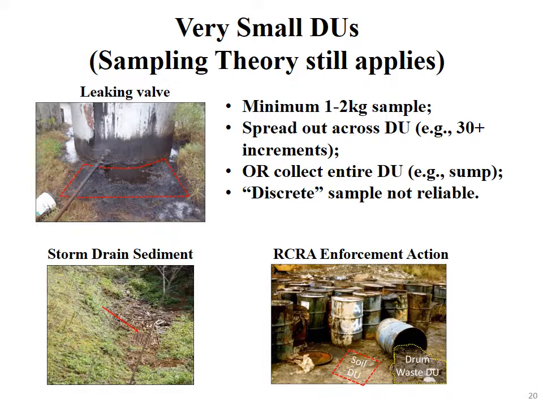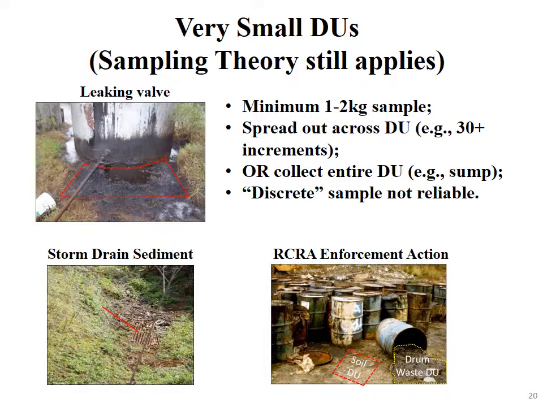The sampling theory still applies no matter how big your targeted area is. Under sampling theory, if you're looking at less than 2 millimeter fraction, you still need a minimum 1 to 2 kilograms of soil. This is based on the size of the particles, the shapes of the particles, density, and your target concentrations and such. So we'll talk a little bit more about that tomorrow in detail. But again, in this case, you would just spread your sample out across your targeted DU. Ideally, you're going to collect a single sample from at least 30 points within these small areas.